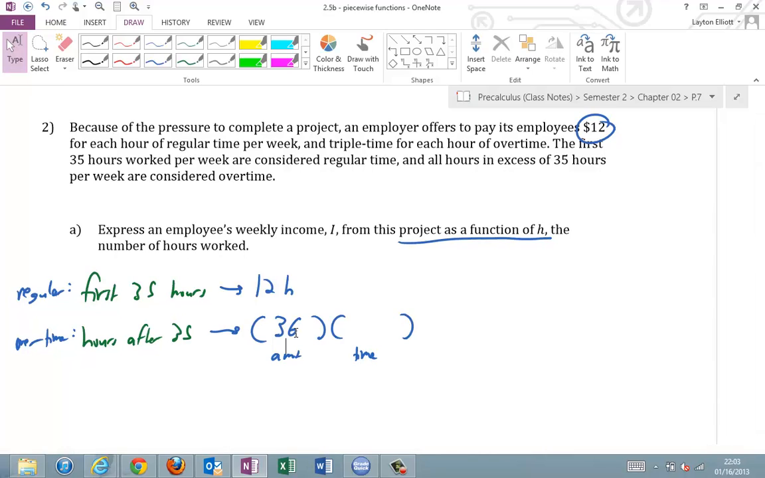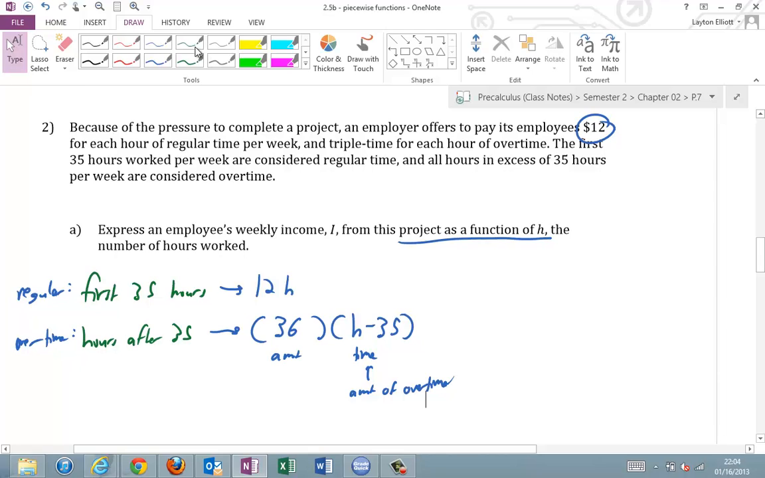Let's think about it if we worked, let's say we work 36 hours. 36 hours would mean 1 hour of overtime. 37 hours would mean 2 hours of overtime. We want to take that h and subtract the 35 to figure out the amount of overtime, or the time of overtime. So those are the two expressions there.